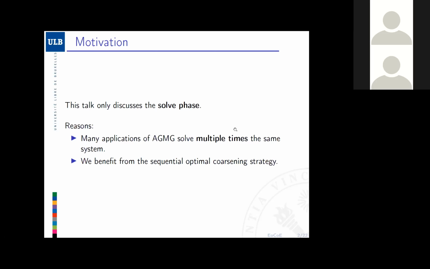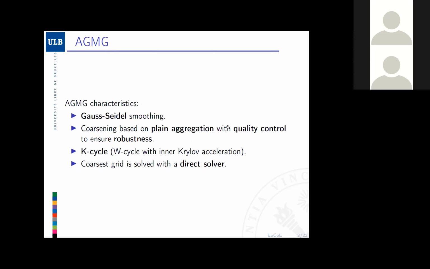We can define AGMG by the following characteristics. First, it uses a Gauss-Seidel smoothing strategy, which is the go-to smoothing strategy for any AMG method. The coarsening is based on plain aggregation, with quality control on the aggregates to ensure robustness of the convergence of the method. It uses the K-cycle, which is a W-cycle with inner Krylov acceleration steps. And finally, the coarsest grid is solved with a direct solver.